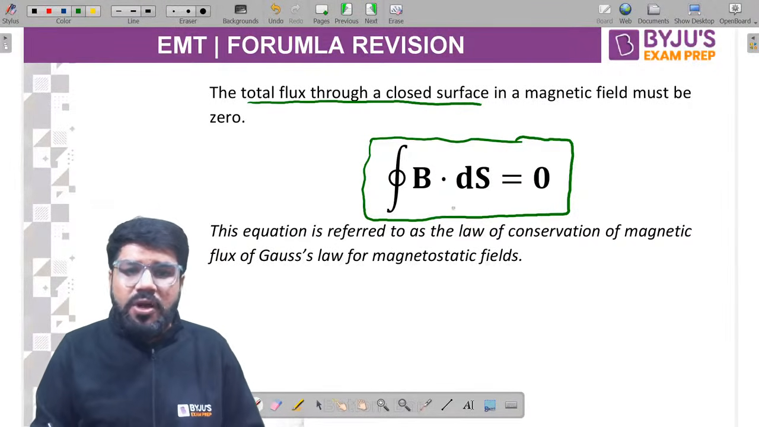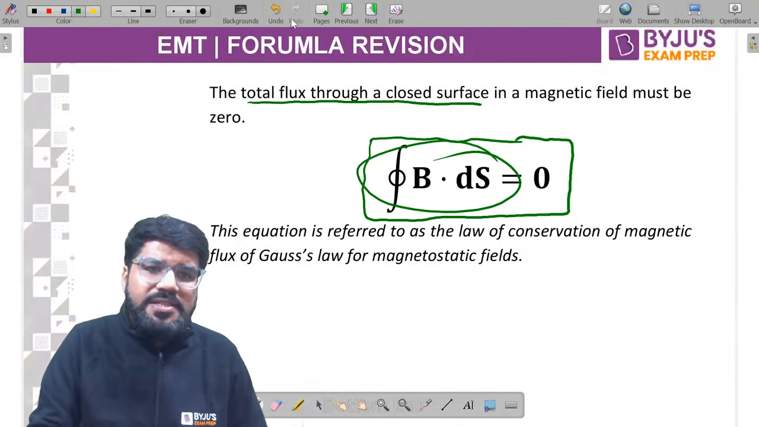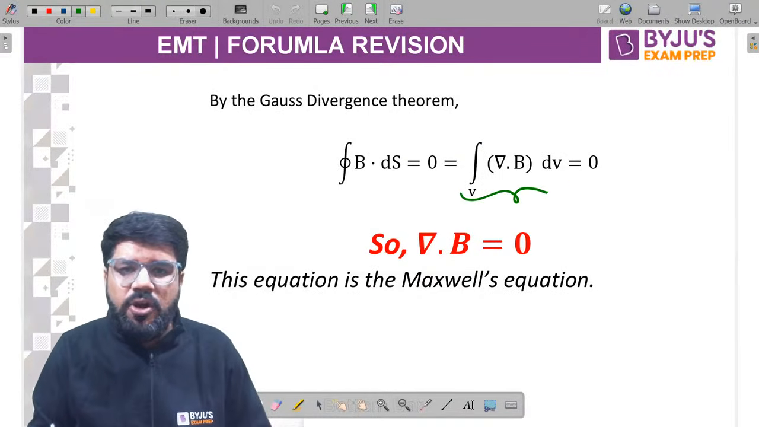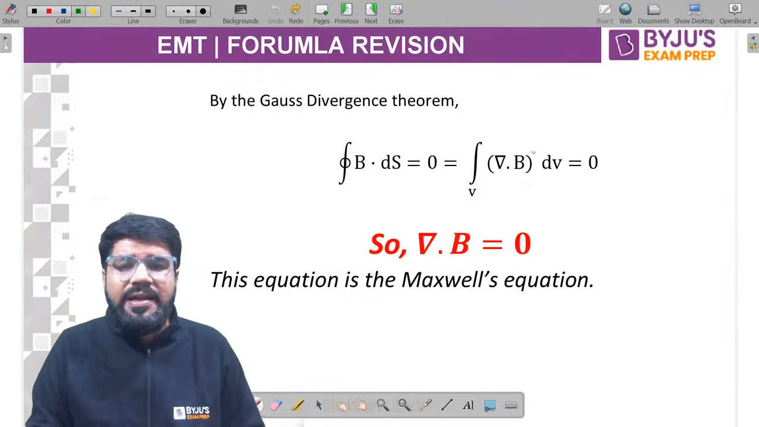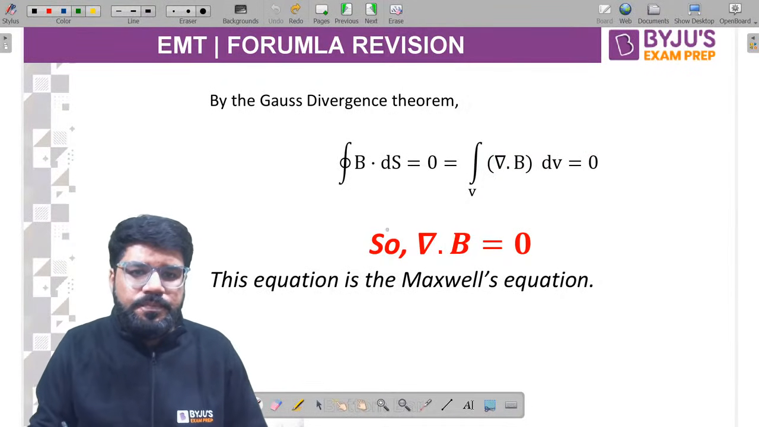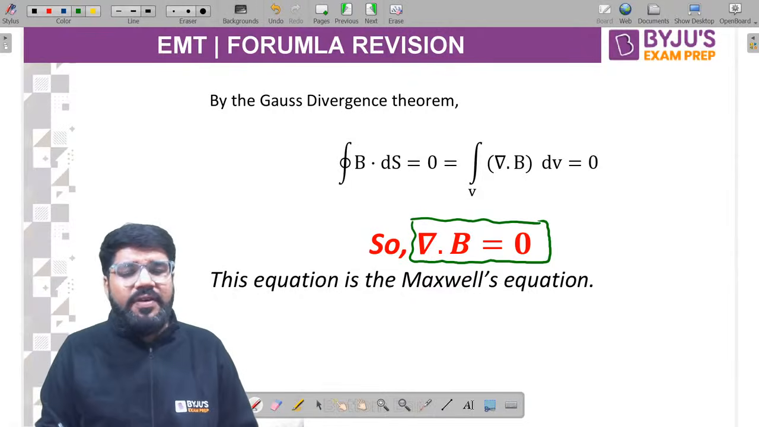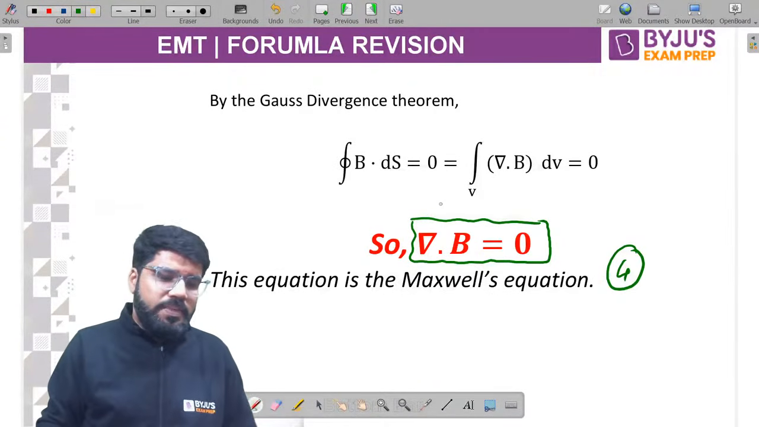Once again, you apply the Gauss divergence theorem to the surface integral over a closed surface. According to the Gauss divergence theorem, this becomes the volume integral of del dot B dV, and this means that del dot B itself will be zero. So what is del dot B? That is equal to zero. That is the fourth Maxwell's equation for you for today.